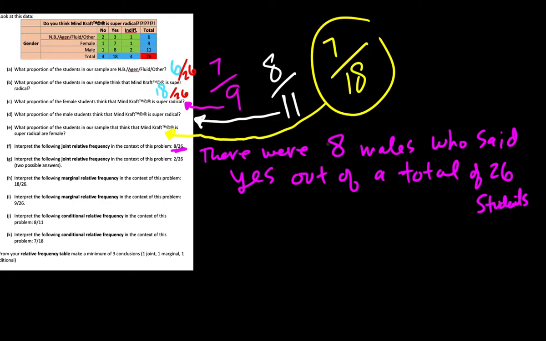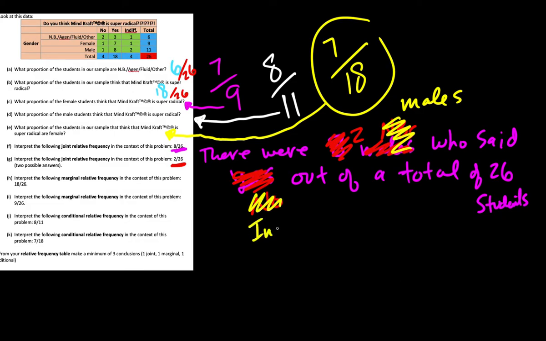Okay, so we're going to say there were two NBs, non-binary people, who said no out of a total of 26 students. Similarly, we could have chosen this two, and we could have said there were two males who said they were indifferent out of a total of 26 students.